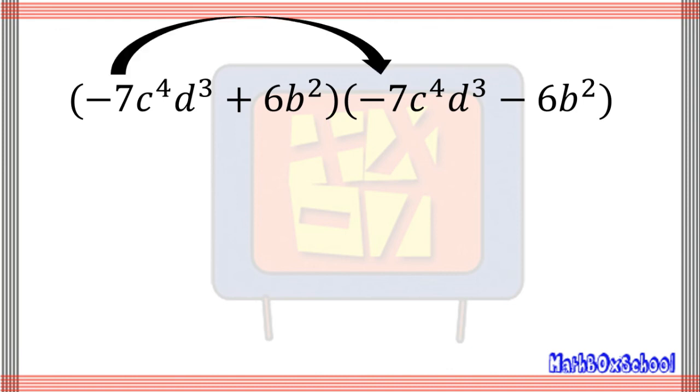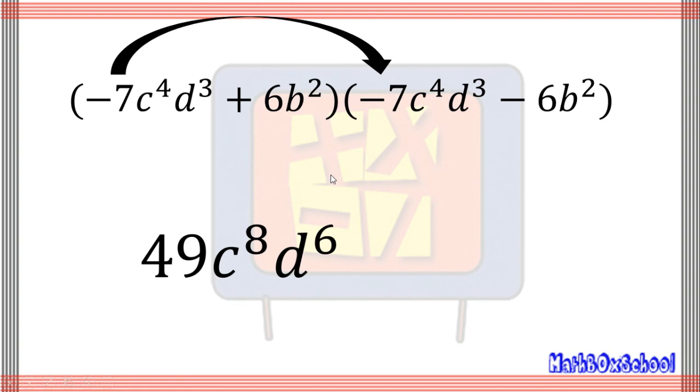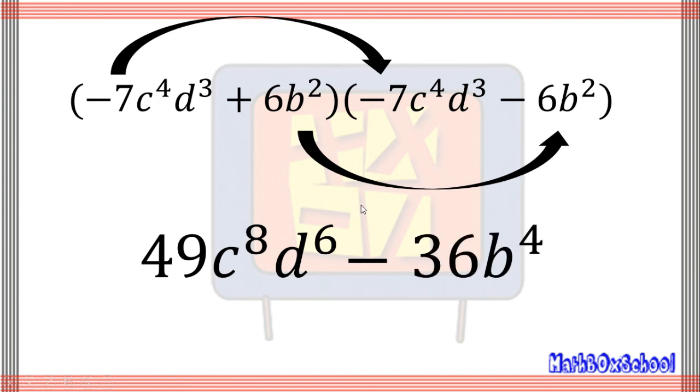Negative 7c to the fourth power d cubed times negative 7c to the fourth power d cubed. So that is 49c raised to 8 d raised to 6 minus 6b squared times negative 6b squared, that is 36b to the fourth power. So the final answer will be 49c to the 8th power d raised to 6 minus 36b to the fourth.